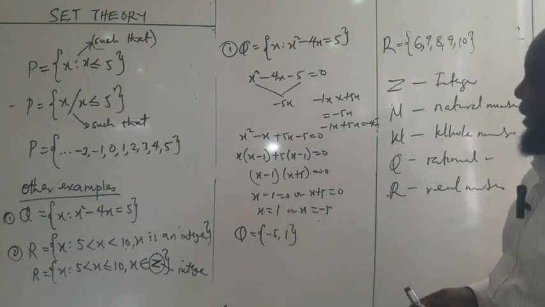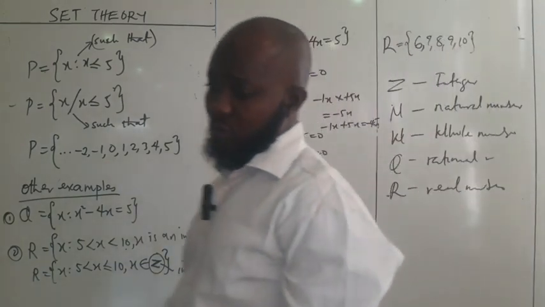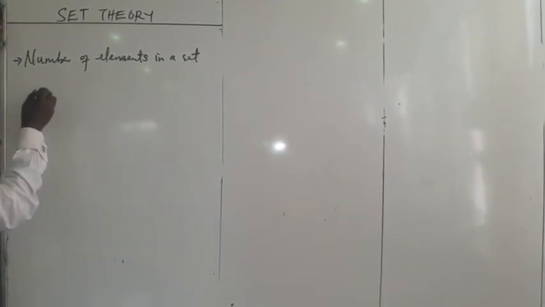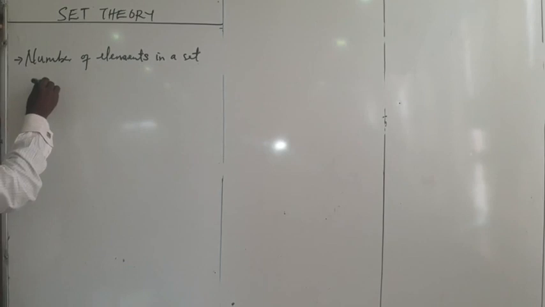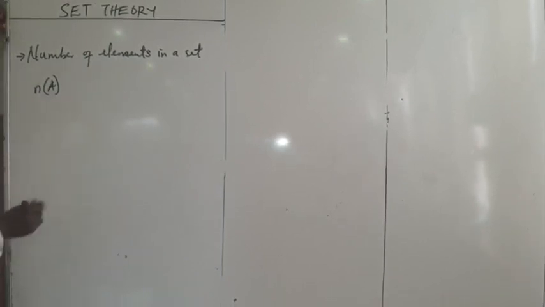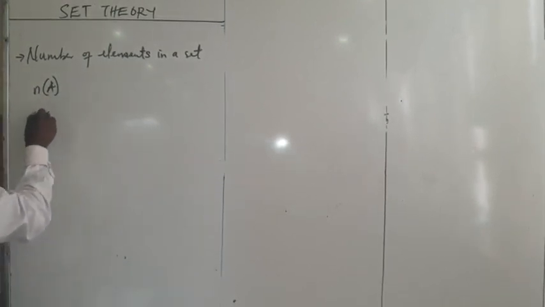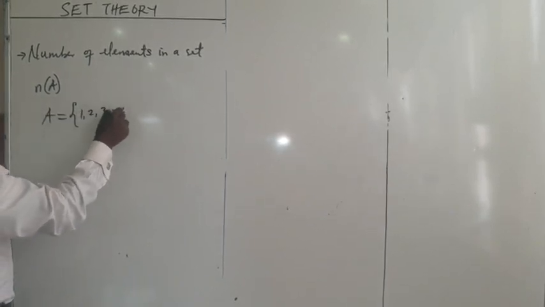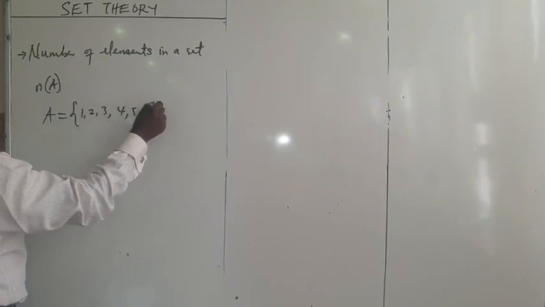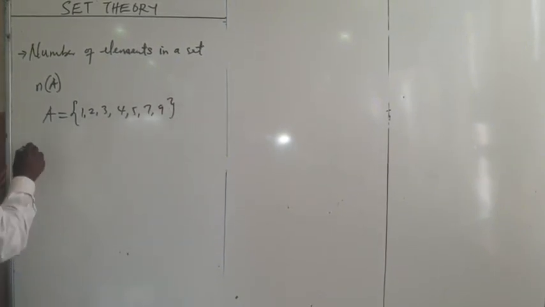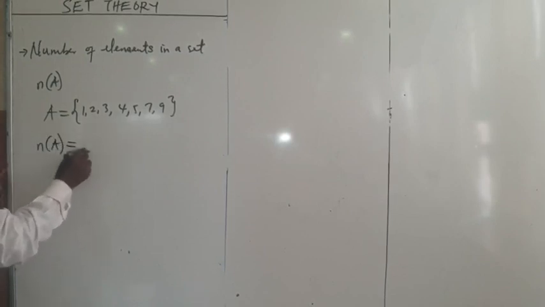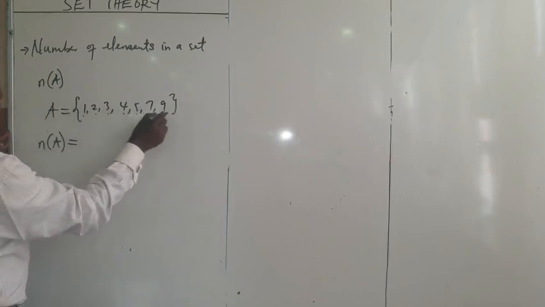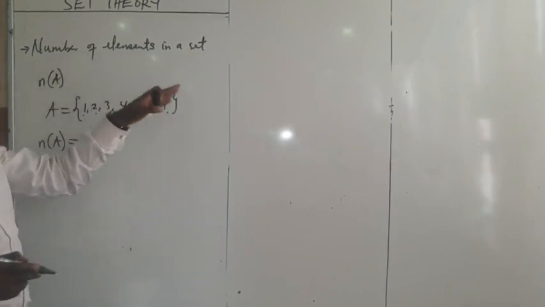So we're going to look at the next aspect of sets: the number of elements in a set, which is denoted by n of the set, if it is A. For example, you have set A equal to 1, 2, 3, 4, 5, 7, 9. So n of A, how many elements do we have here? 1, 2, 3, 4, 5, 6, 7, equal to 7. That's the number of elements in the set.